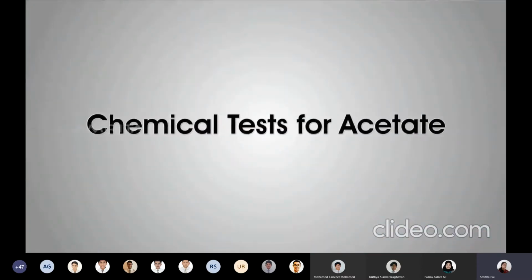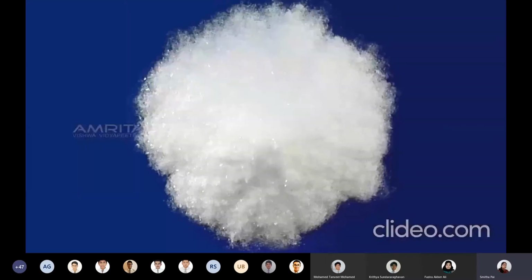Chemical tests for acetate. Acetate is a negative ion or an anion with chemical formula CH3COO-. The neutral molecules formed by the combination of the acetate ion and a cation are commonly called acetates. The most well-known compound containing the acetate ion is acetic acid. Other examples of acetate salts are sodium acetate and potassium acetate.